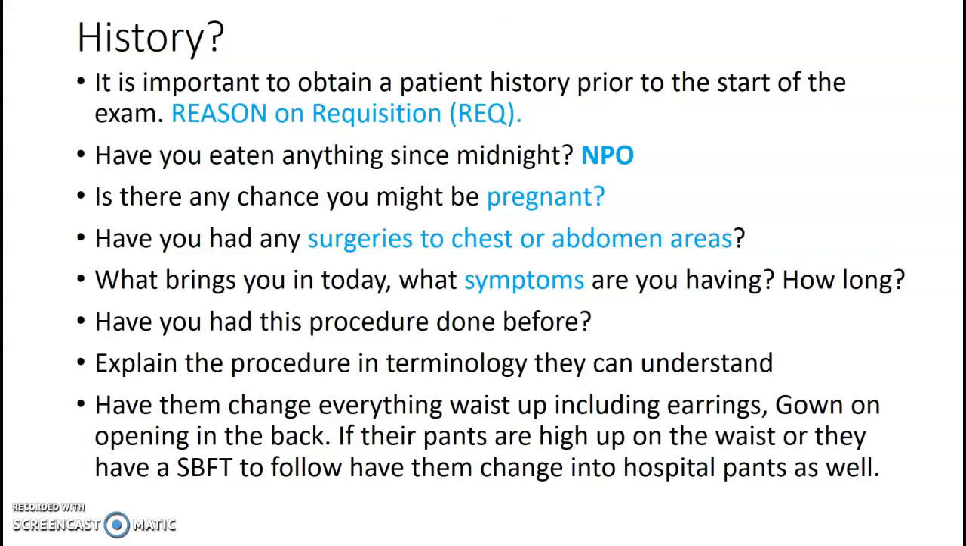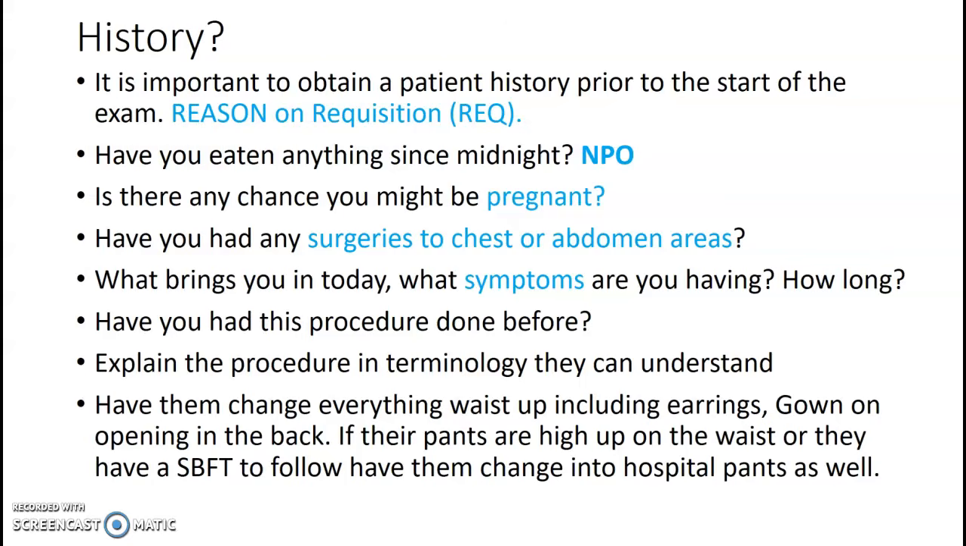I specify the areas. If you just ask a general, have you had any surgeries? You're going to be there all day because your patient's had 20 surgeries and they want to tell you about all of them. What brings you in? What symptoms are you having? How long have you been having them? Does anything make it worse? Make it better? Have you had this done before?